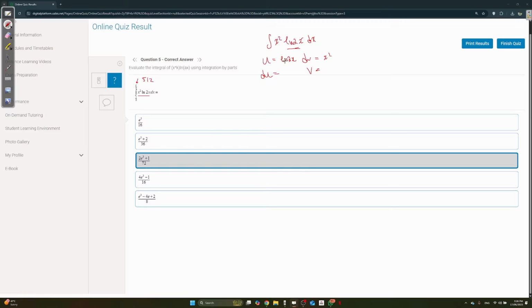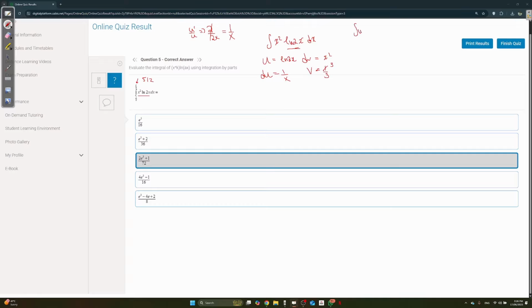What's the derivative of ln 2x? We said it's 1 over x. How do you do it? It's u prime over u, so it's going to be 2 over 2x, which is just 1 over x. Now what's the integral of x squared? It's 1 over 3 x cubed, right? So we can say x cubed over 3. Okay, everyone knows how to integrate.